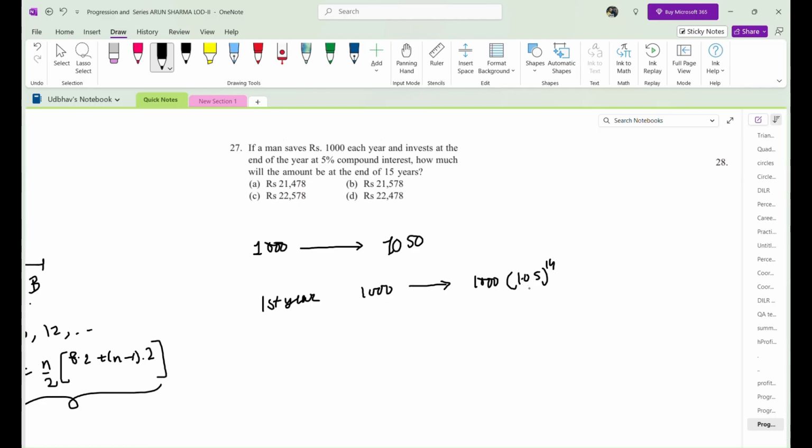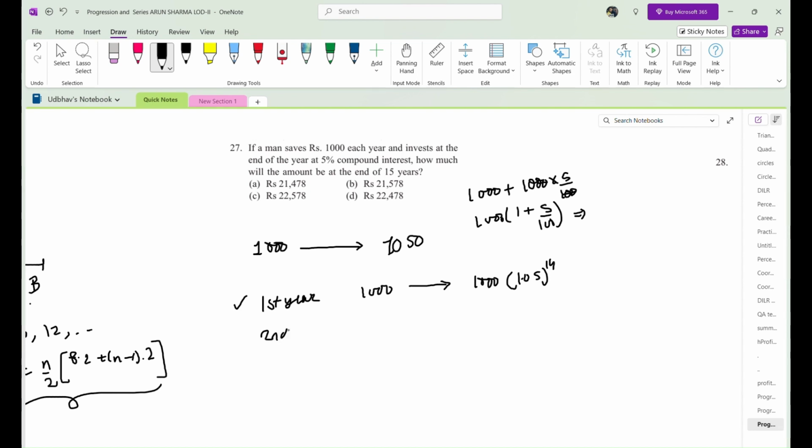How are we getting this 1.05? We are getting this as 1000 plus 1000 into 5% of 1000. We can just write it as 50, or we can just take 1000 common here. So what we'll get? 1 plus 5 upon 100, which will give us 1 plus 0.05, which will give us 1.05. And this is for 1 year. And if we are at the first year, we'll be waiting for the next 14 years to take the money out. So we'll be getting 1000 into 1.05 to the power 14.